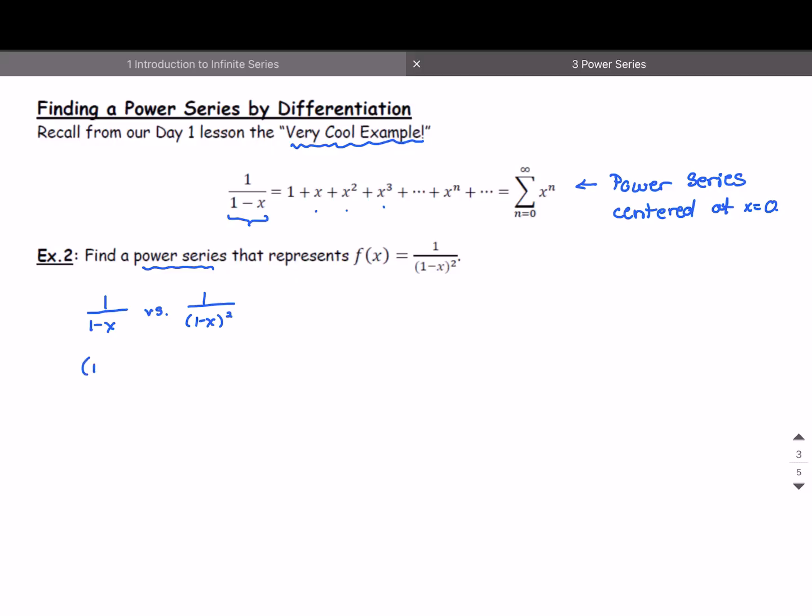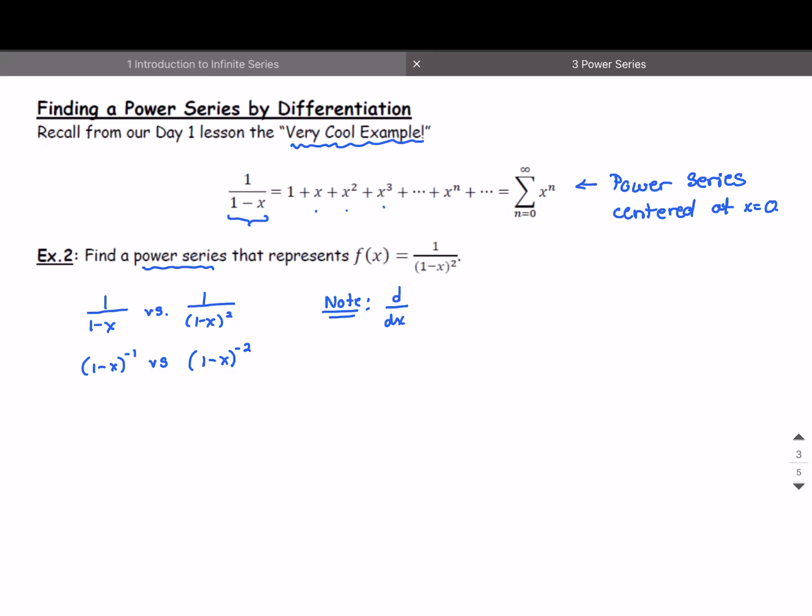Remember, this first one is really the quantity 1 minus x raised to the negative 1, whereas the second one is the quantity 1 minus x raised to the negative 2. Now I want you to think for a minute. What's the relationship between these two expressions?